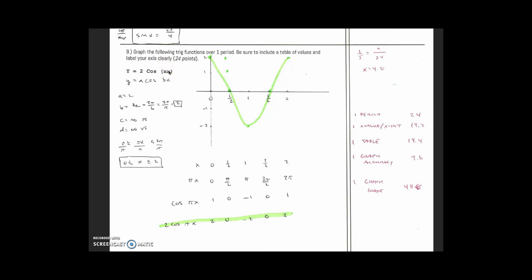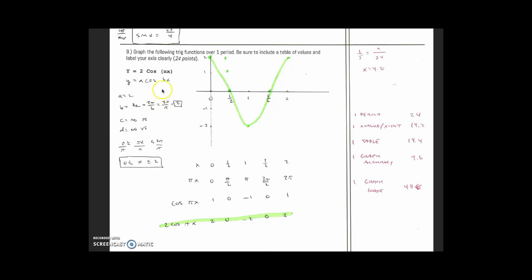So we're going to multiply the x values here by pi. Pi times 0 is 0. Pi times 1 half is pi over 2. Pi times 1 is pi. Pi times 3 halves is 3 pi over 2. And pi times 2 is 2 pi. Here is the golden row for cosine. I call it the golden row because then you can just look at your unit circle and get these values. So when I find cosine at these values, I get 1, 0, negative 1, 0, and 1.